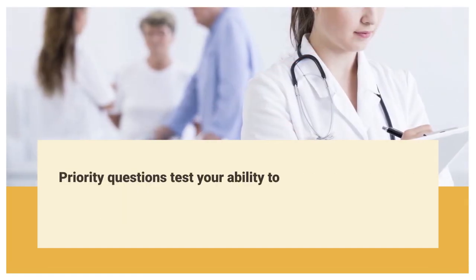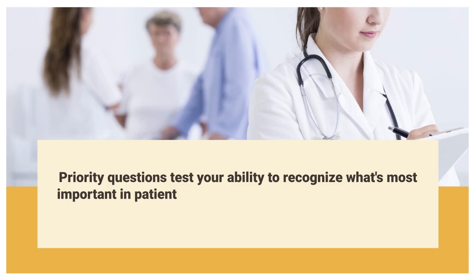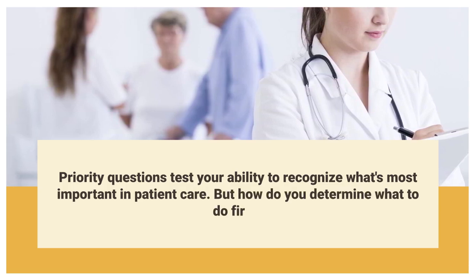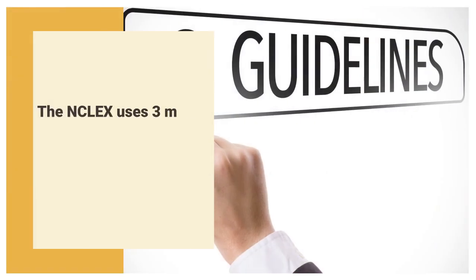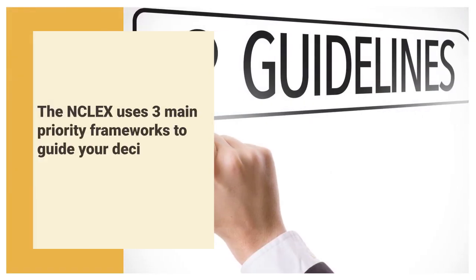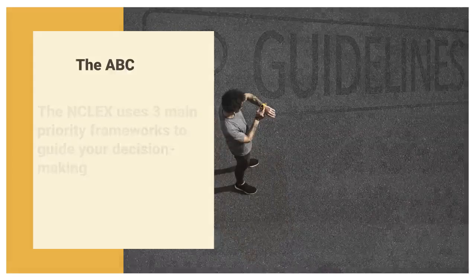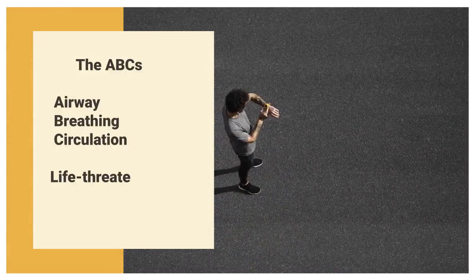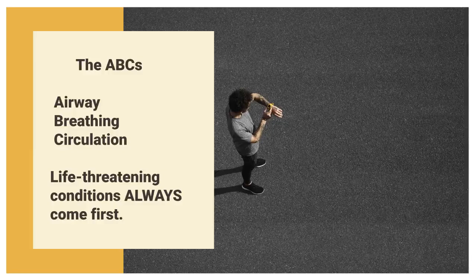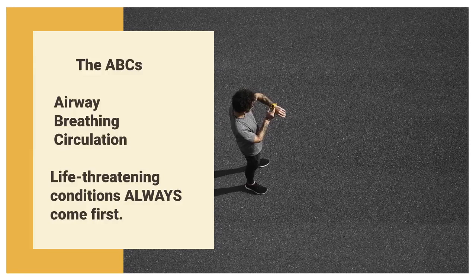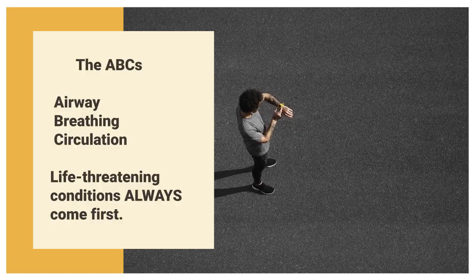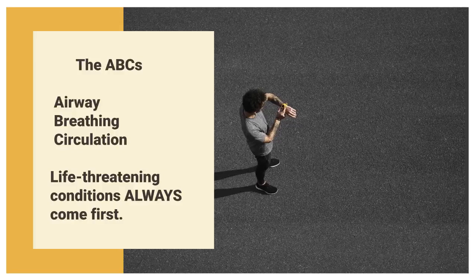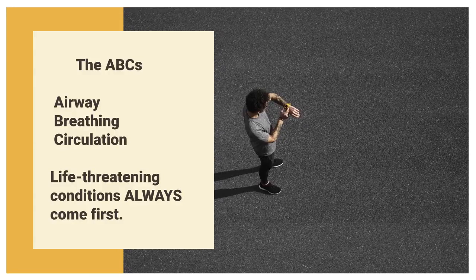Priority questions test your ability to recognize what's most important in patient care. But how do you determine what to do first? The NCLEX uses three main priority frameworks to guide your decision making. Number one is ABCs: airway, breathing, circulation. Those life-threatening conditions are always going to come first. We want to put those first every time.